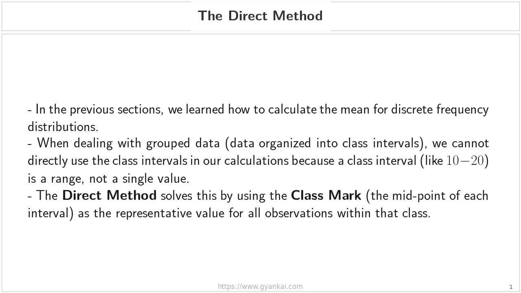To overcome this, we use what is known as the direct method. This method provides a clever solution by using the class mark. Think of the class mark as the midpoint of each interval. By using this single, representative value to stand in for all the observations within that class, we can proceed with our calculations accurately. Let's move on to the next slide to see the specific formula we will use to apply this.